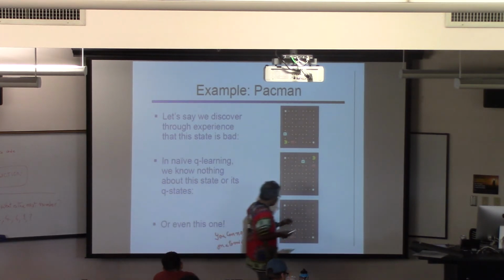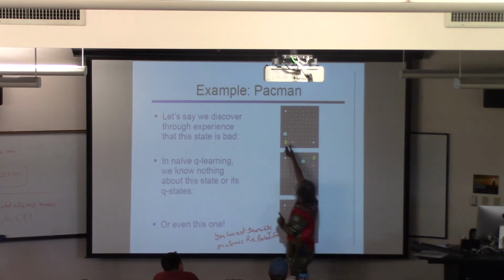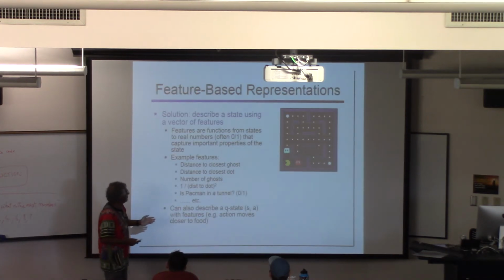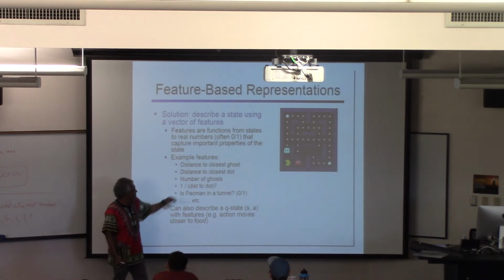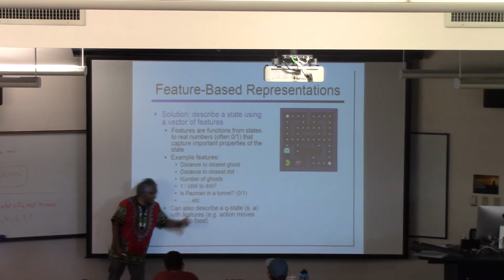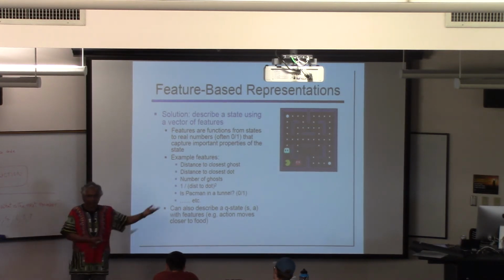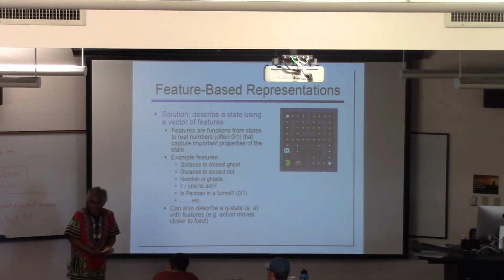However, you can see that if you think of these in terms of what you consider features, for example, features like distance to the closest ghost, distance to the closest dot, the number of ghosts, and whether the Pacman is in a tunnel, etc. These features are not that different from the kind of features we were talking about earlier. Is the student awake? Does the student have long hair? Is the student paying attention? Does the student have high homework grades? Those are features too. Do you see what I'm saying?